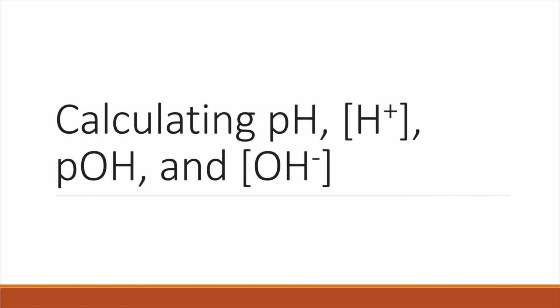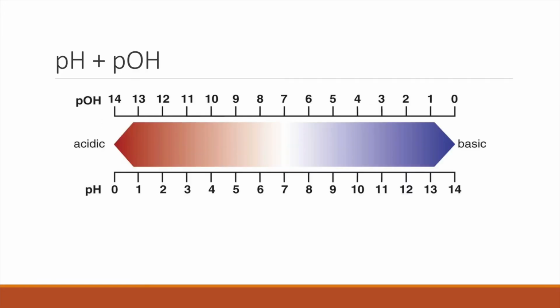Alright, our final section of this video, we're going to talk about how you convert between pH, concentration of H+, pOH, and OH- together. So the relationship between pH and pOH, you can pick any point on the pH/pOH scale, and you can add up the two values. So on the very left-hand side, I got 14 plus 0 is 14.